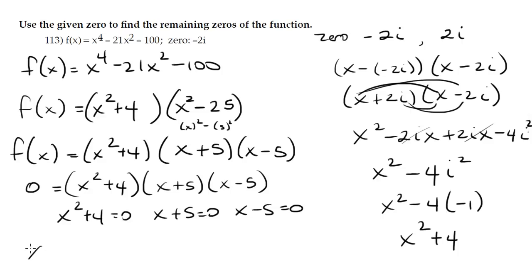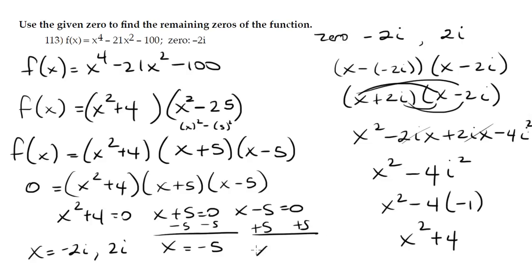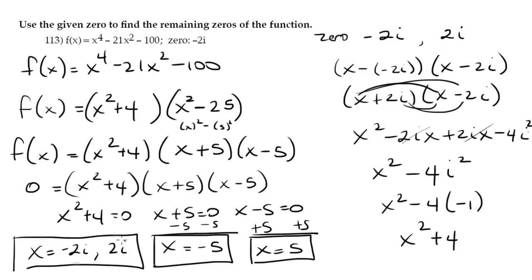I know the zeros here. I got them already. Negative 2i, positive 2i. I know this zero, if I subtract 5, is negative 5. I know this zero is positive 5. So I used those first two zeros to find all the other ones. I've got all 4 zeros here. Those are my 4 zeros.